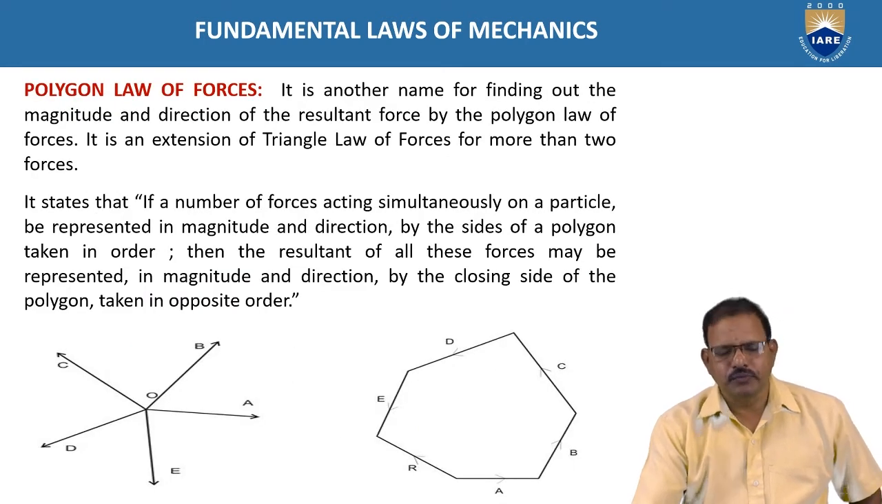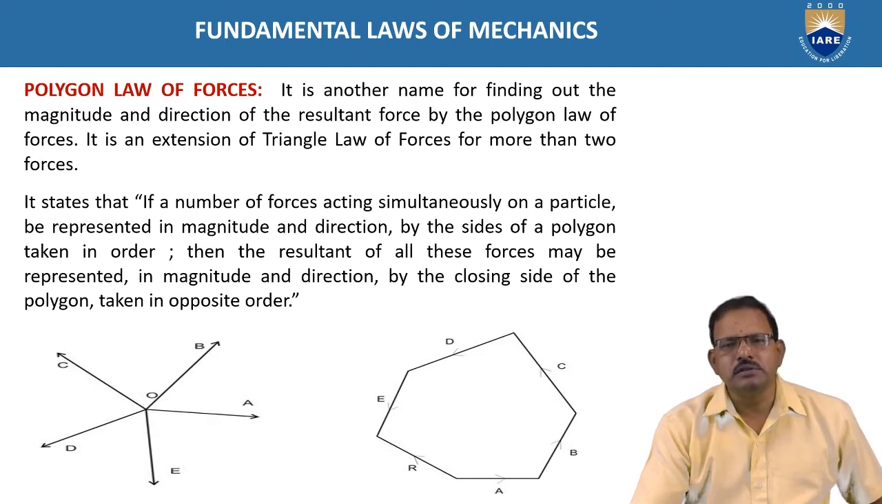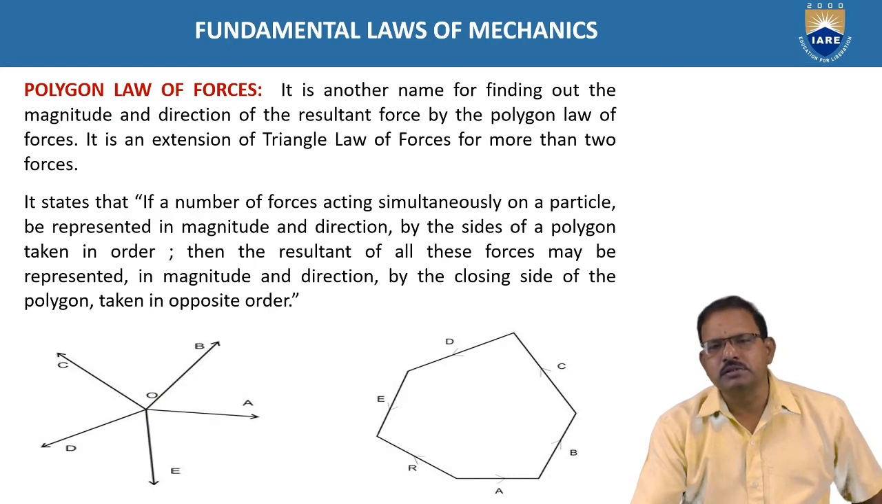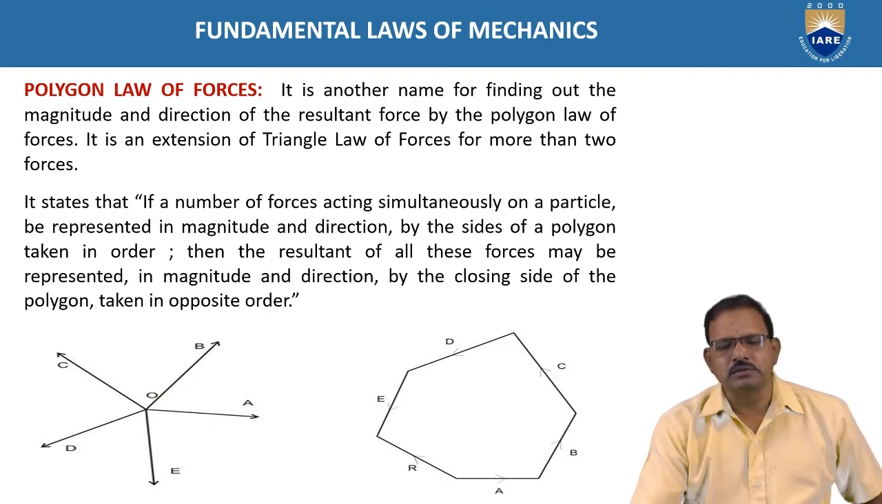Polygon law of forces. It is a modification of the triangle law of forces, but the triangle law is generally applicable for only two forces acting on a body. When several forces are acting on it, the resultant of all the forces can be determined by using the polygon law of forces graphically. It states that if a number of forces acting simultaneously on a particle are represented in magnitude and direction by the sides of a polygon taken in order, then the resultant of all these forces may be represented in magnitude and direction by the closing side of the polygon taken in opposite order.